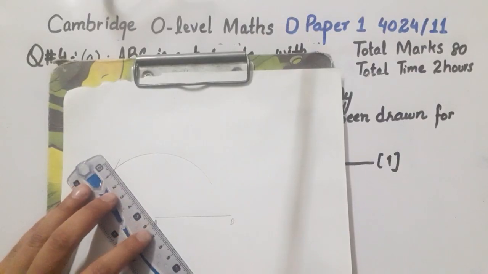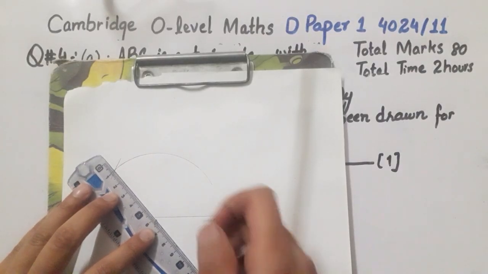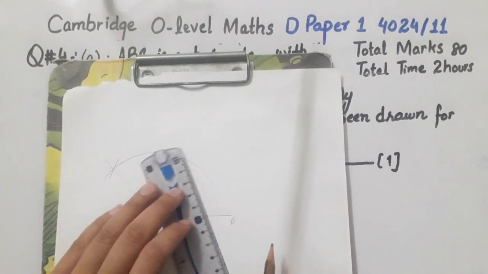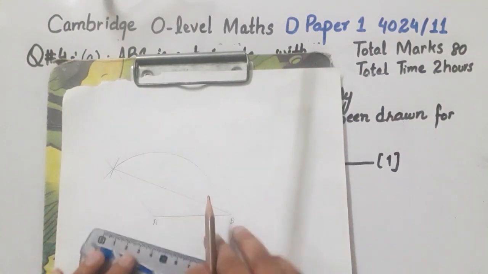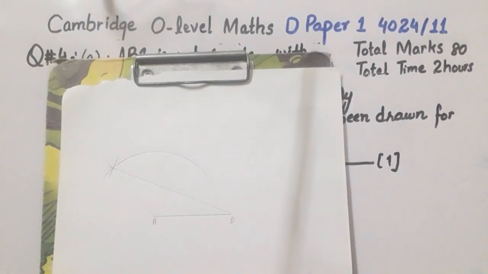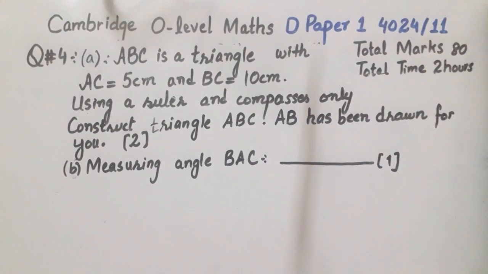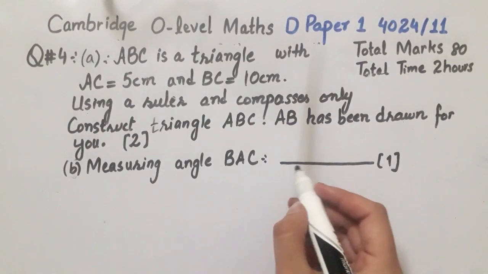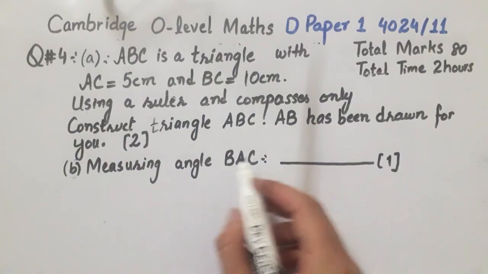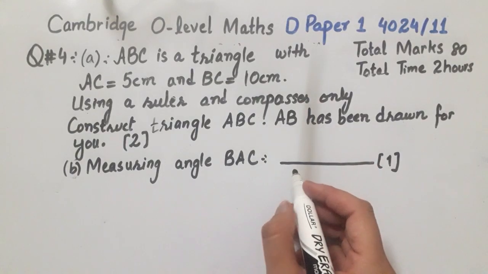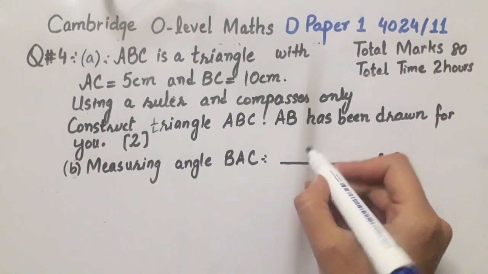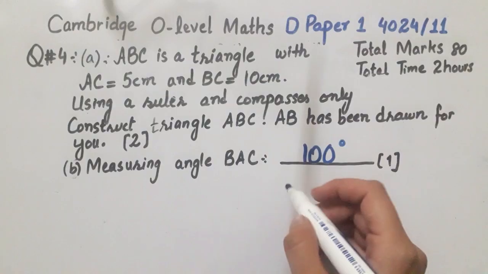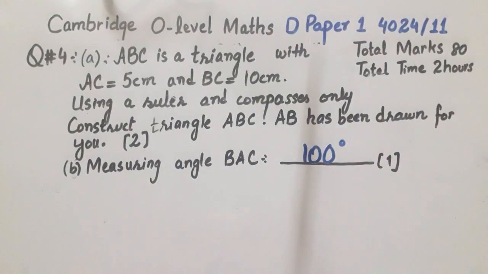So this will become a triangle. Now in the B part you will also tell what is the angle at A. So with the help of a protractor you will find the angle. So the angle will be 100 degrees. Now we will solve question number 5.